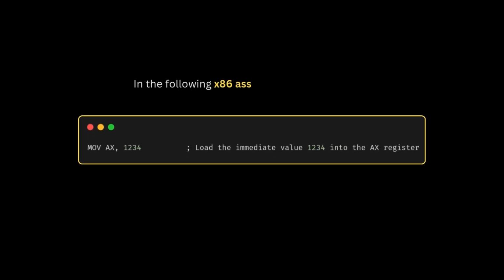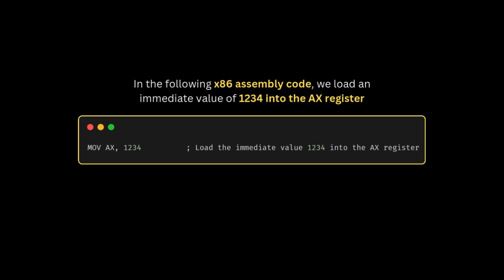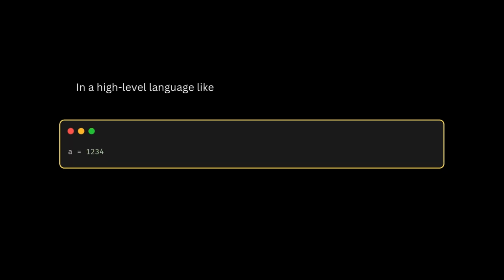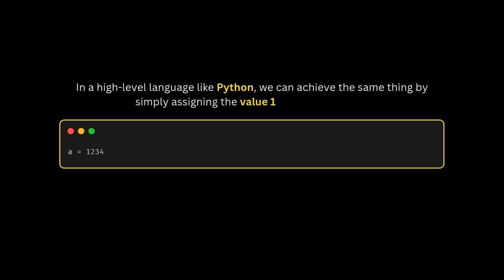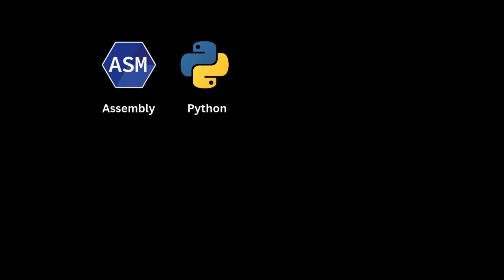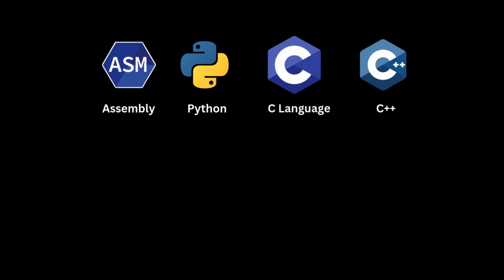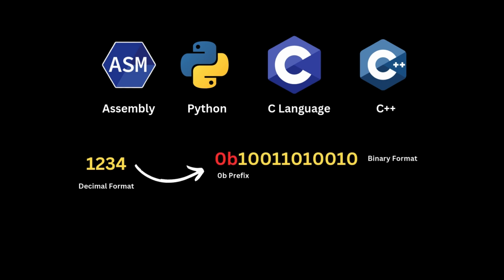In the following x86 assembly code, we load an immediate value of 1234 into the AX register. In a high-level language like Python, we can achieve the same thing by simply assigning the value 1234 to a variable a. In assembly, Python, and other languages such as C or C++, we can write the decimal number 1234 in binary format with the prefix 0b, or in hexadecimal format with the prefix 0x.